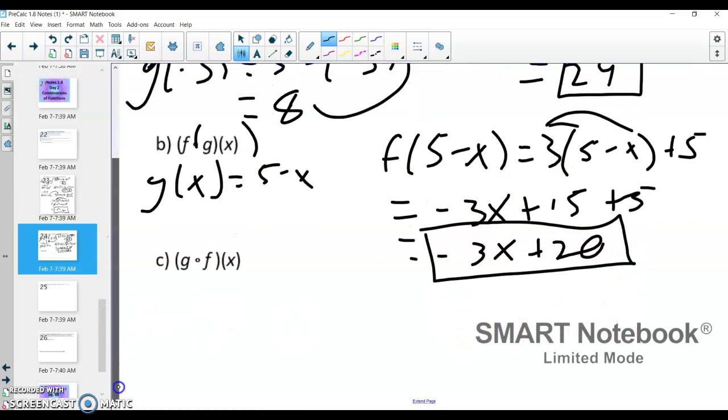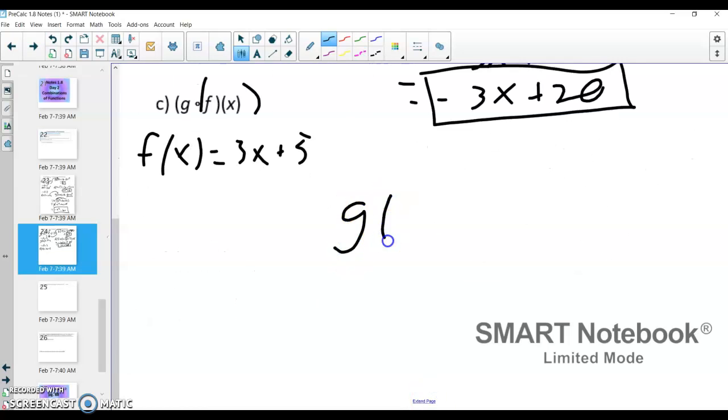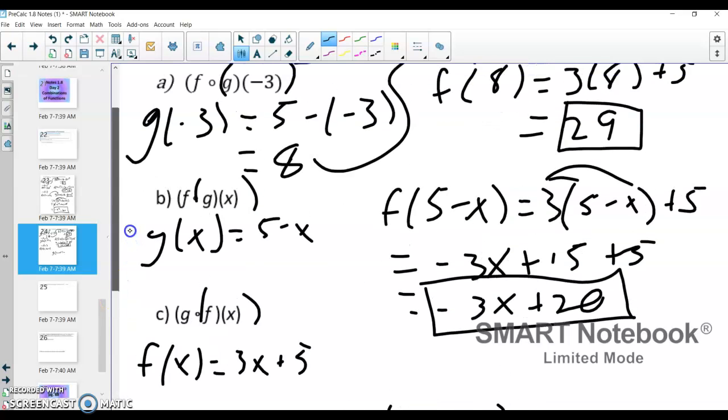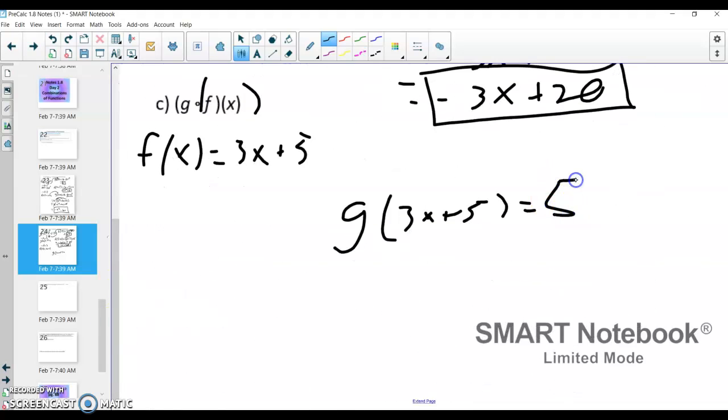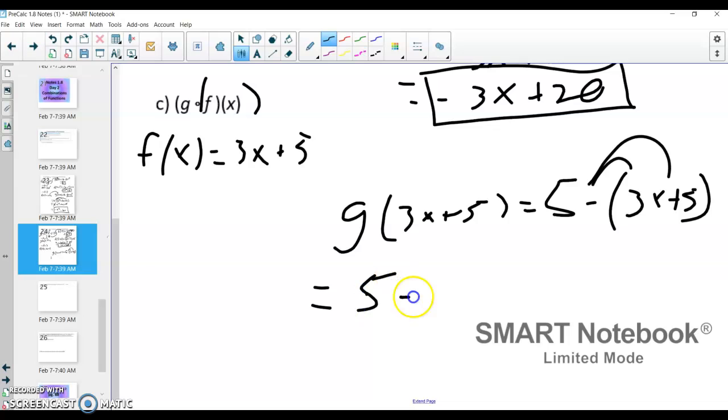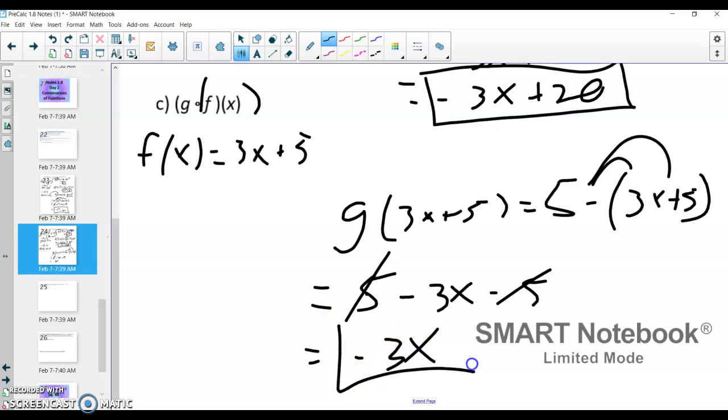Next is g of f of x, so we're composing g of f of x. f of x is 3x plus 5. g of x then is going to be composed of that, so it's g of 3x plus 5, which is 5 minus 3x plus 5, which distribute my negative into both. That is 5 minus 3x minus 5. The 5's will cancel, and I'm just left with negative 3x as my composite function there.